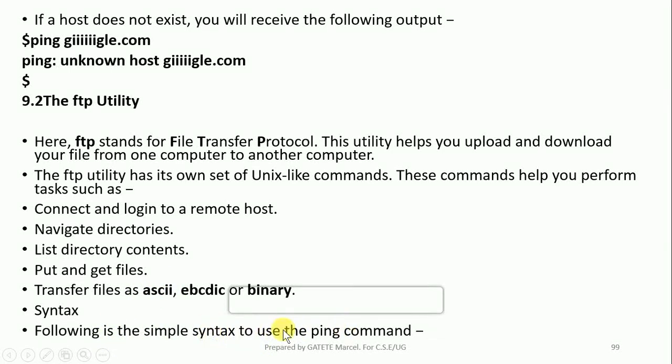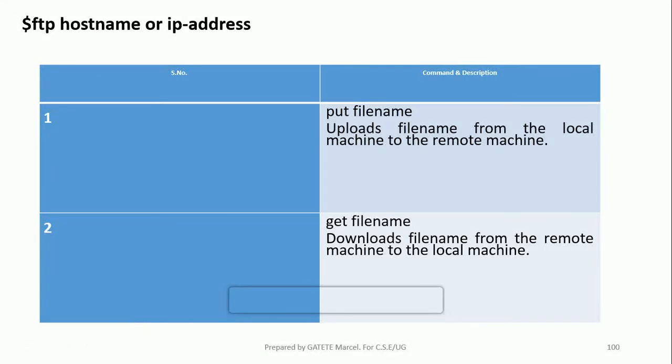So what will be the syntax to use the FTP command? The syntax is almost the same as the one of ping. It is not ping, it is FTP. So I can use a command to upload a file name. Here I am uploading the file from my computer to the remote computer. So this will upload the file name from the local machine, your computer, to the remote computer. It's like when you are attaching a file to your email. Get means that you are downloading the file from the server or remote machine to your machine.